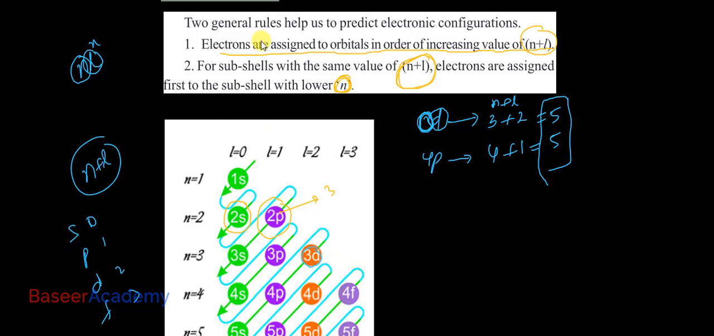So this Aufbau principle is pretty easy. It says that the electrons will occupy the orbital which has a lower n plus l value. In case both the n plus l values are equal, then it will occupy the orbital which has lesser n value. As simple as that.